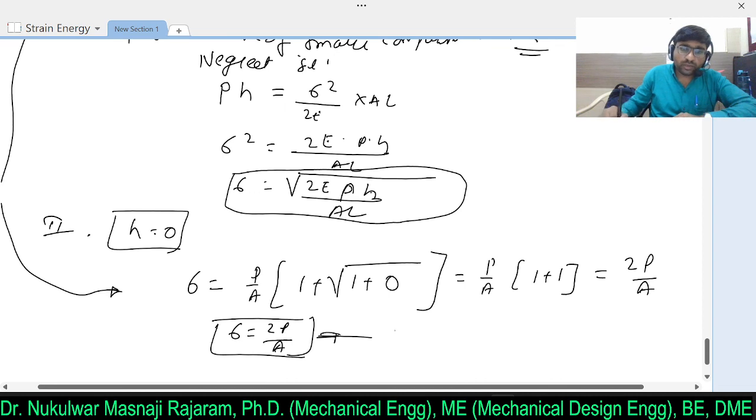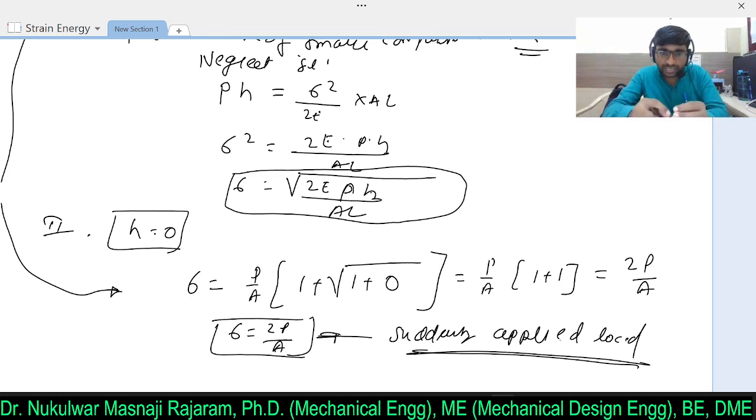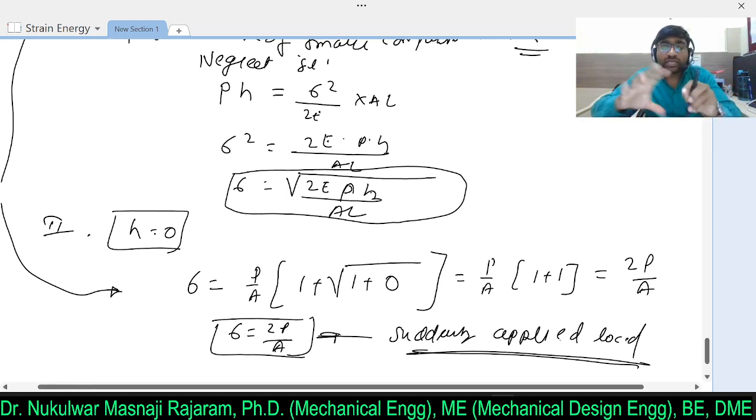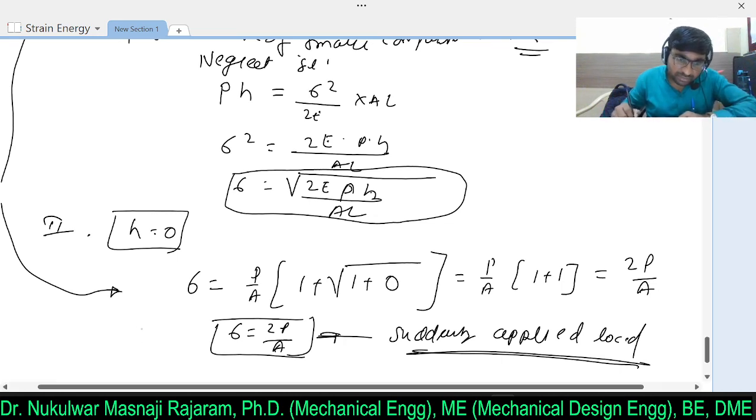Now if you recall the equation, sigma equal to 2P divided by A, we got this equation when the load is suddenly applied. Are you getting my point? So right now you might have observed that this sigma value is obtained when there is a sudden applied load. There is a difference between sudden applied load and impact load: in impact load we apply the load at some height, and if you make that height equal to 0, then it will become a sudden applied load, and definitely we will get the same expression which we have seen earlier.